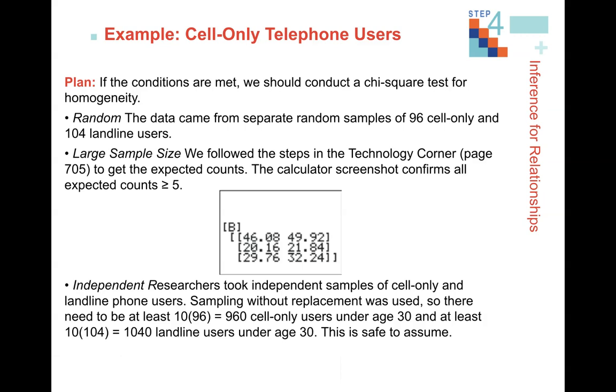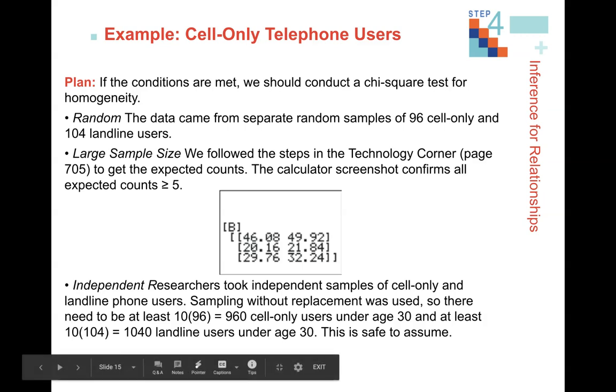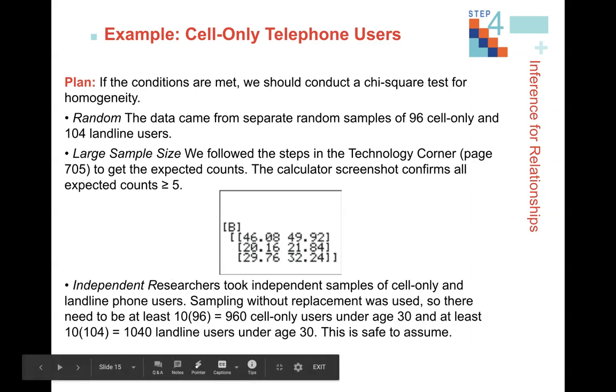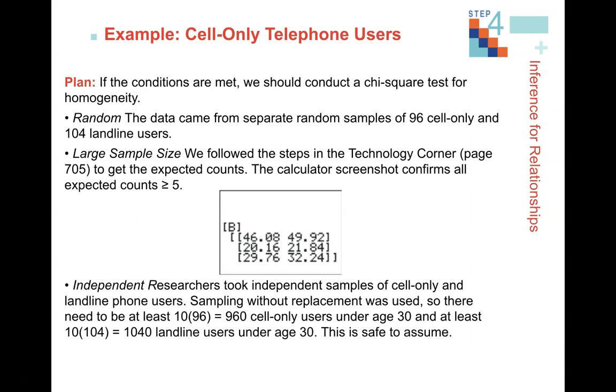You have to check, in this case, because you have two populations, really three things, right? Independence between the two populations, which is the first sentence, and then independence within each of the two populations, which is this second sentence, the 10% condition. So again, three conditions: random, expected counts, or we can call that large sample size, it doesn't matter, and independence. You have to check those three.